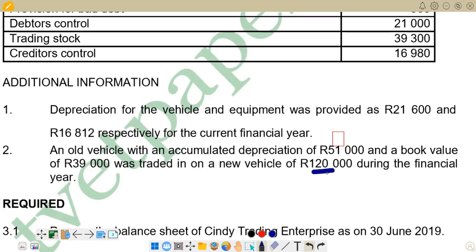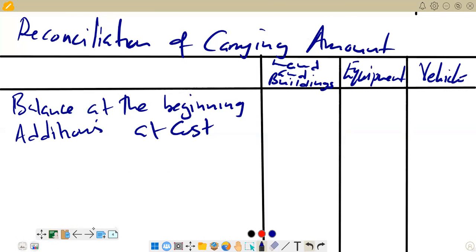It means this one is the one which was added, which is 120,000. This addition is 120,000. So we are going to put it in the column of vehicles. So additions, we've got the addition for vehicles, which is 120,000. And then we see that there's no addition for equipment, no addition for land and buildings.